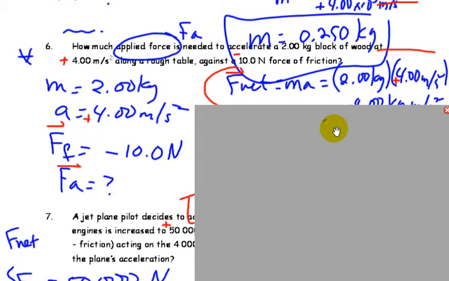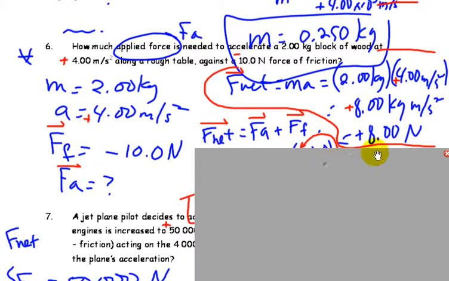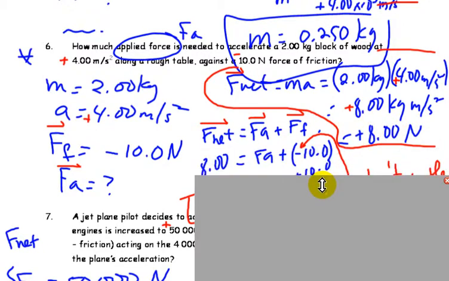So F net equals MA: 2.00 kilograms times plus 4.00 meters per second squared. That gives us plus 8 kilogram meters per second squared, and of course that is the same thing as 8 newtons in the positive direction. And now we're asked to find FA. So we now know F net, the overall resulting force, should be that. The force of friction is 10. Be sure you put a negative in front of there because friction's working against you.